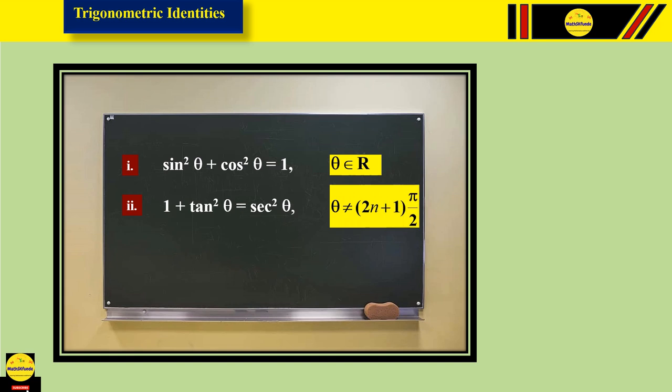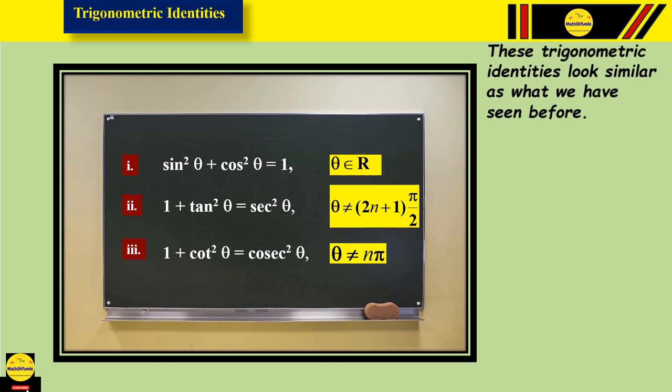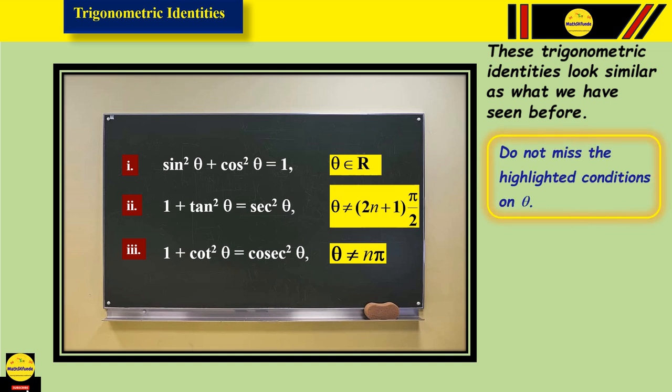Now what was your second trigonometric identity? That was 1 plus tan square theta equal to sec square theta. But now with this, we will be attaching one additional condition, and that is theta not equal to odd multiple of pi by 2. Now go to the third trigonometric identity. That was 1 plus cot square theta equal to cosec square theta. And here we will be writing theta not equal to n pi. Now understand one thing. These additional conditions that we are writing, you have not seen before, but from here onwards, you will have to remember and highlight these conditions also.